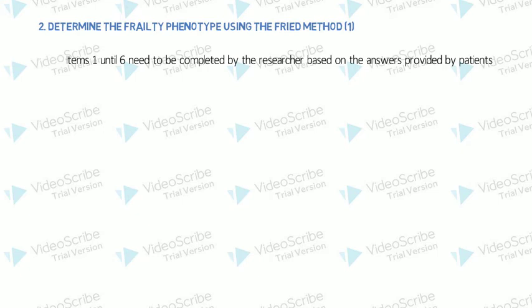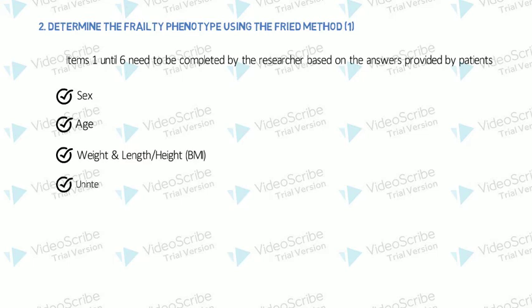Items such as sex of the patient, the age of the patient, information about the current weight and body length, whether there is unintentional weight loss experienced by the patient over the past year, some questions about exhaustion, and finally also some items reflecting physical activity levels.